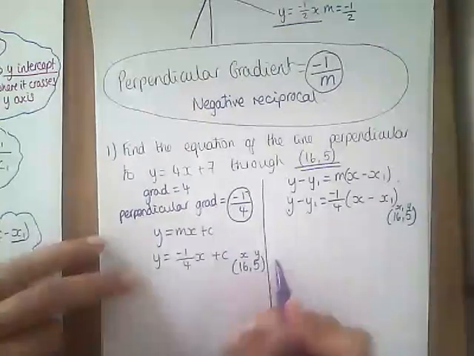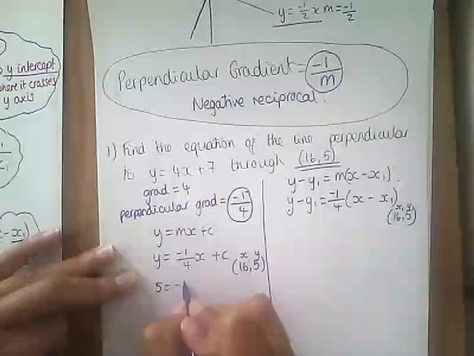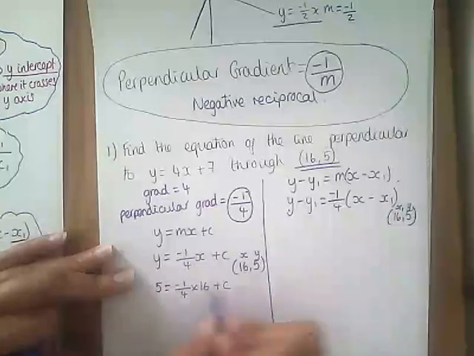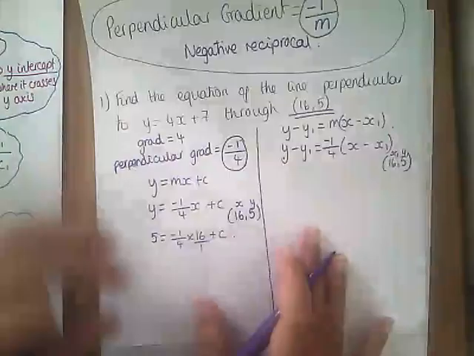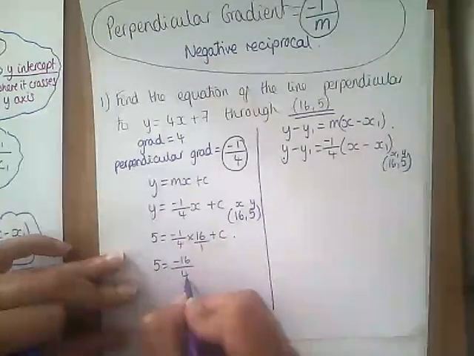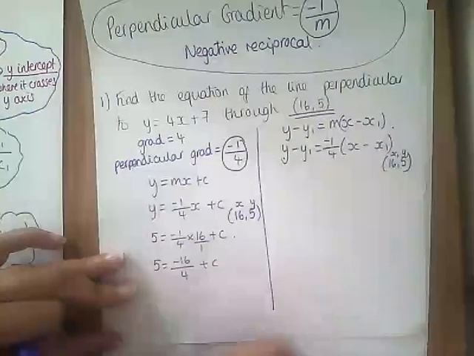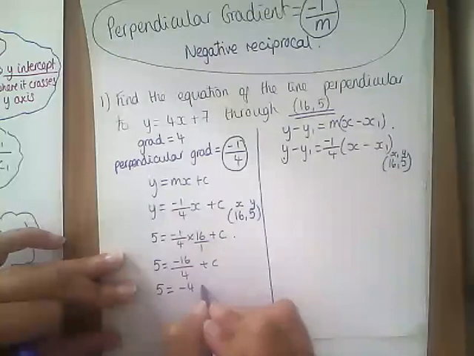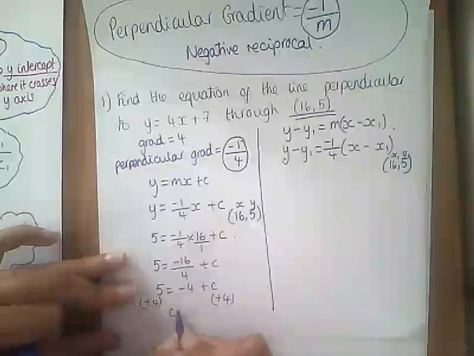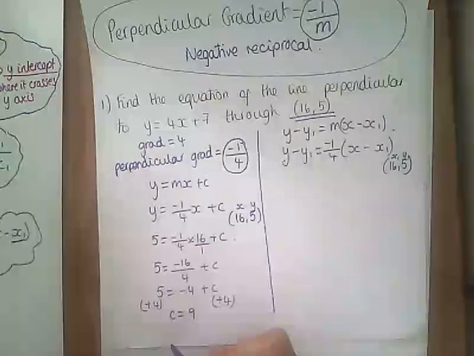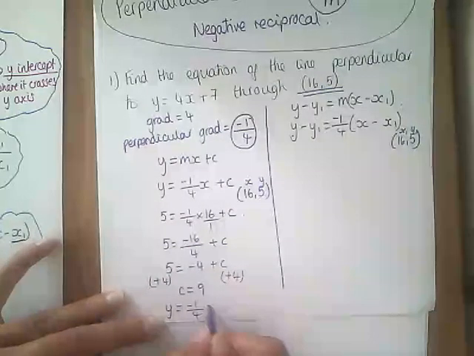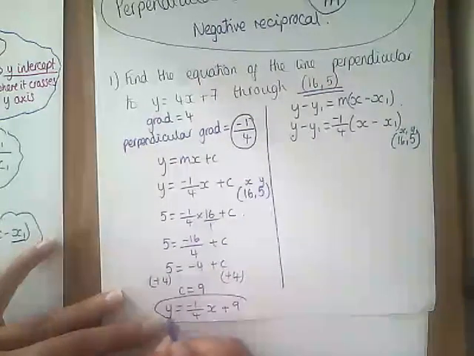So my y is 5, so I've got 5 equals minus a quarter times 16 plus c. Don't forget 16 means 16 over 1, so I've got times the top two, minus 16, 4 times 1 is 4, plus c. Minus 16 divided by 4 is minus 4. How do I get my c? I add 4 to both sides, so my c is 9. Therefore, my equation of my perpendicular line is y equals minus a quarter x plus 9.